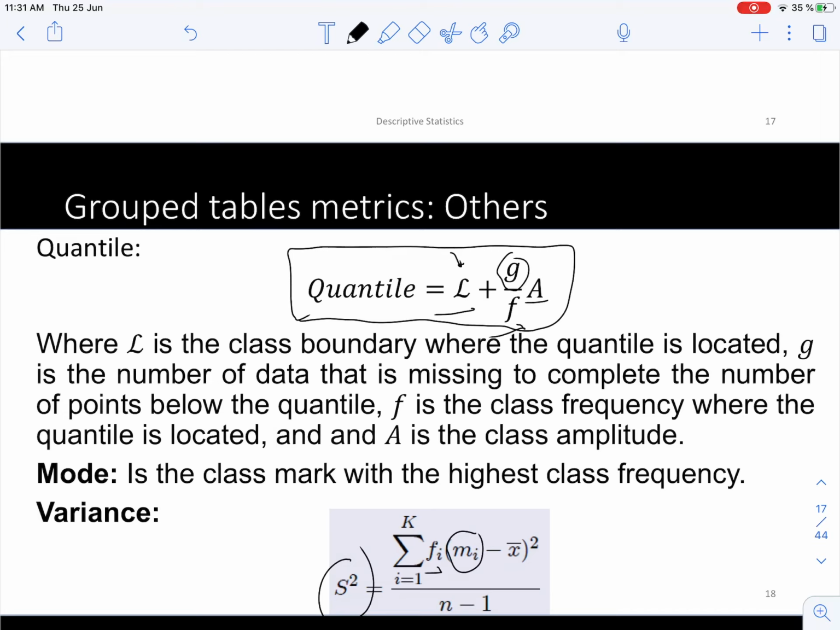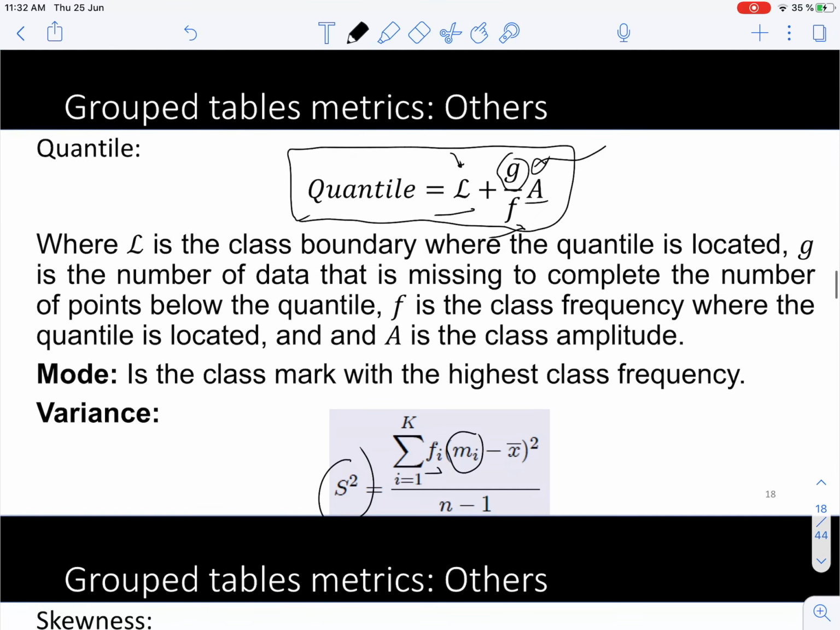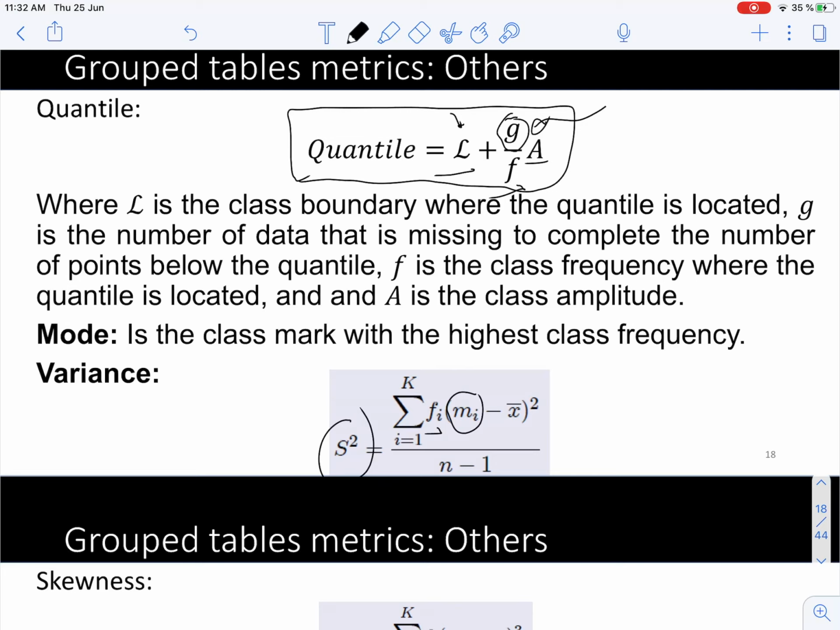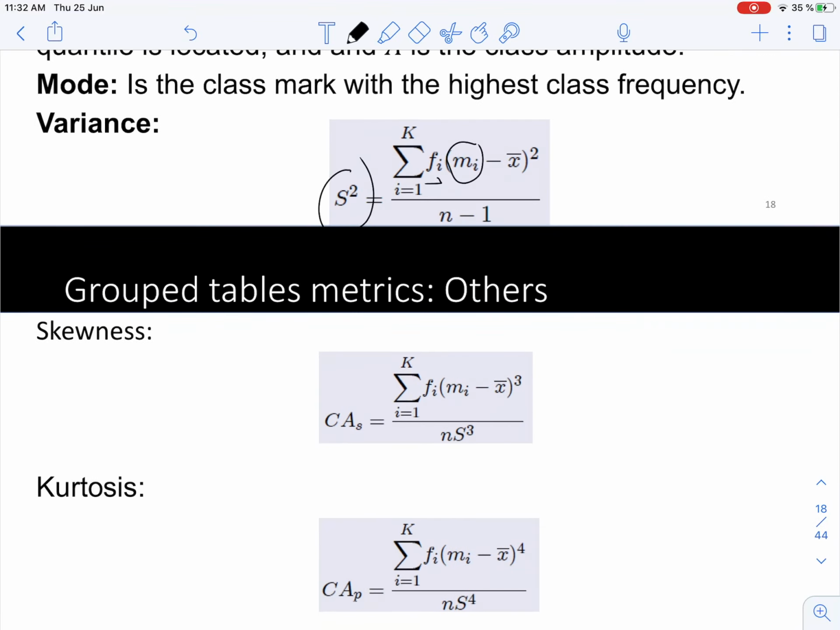G is tricky at the beginning, but after a couple of examples, I'm pretty sure it will make more sense. G refers to the number of observations that are below the position that you found inside the class. That one is tricky. I'm going to say it again, and once we're solving the problems, I'm going to emphasize it one more time. G is the number of observations below the position inside the class. So please don't worry right now. We will cover it later with an example, and I'm pretty sure it will make sense to you.